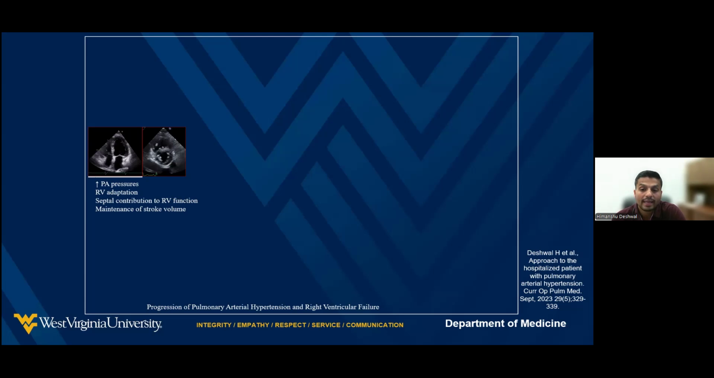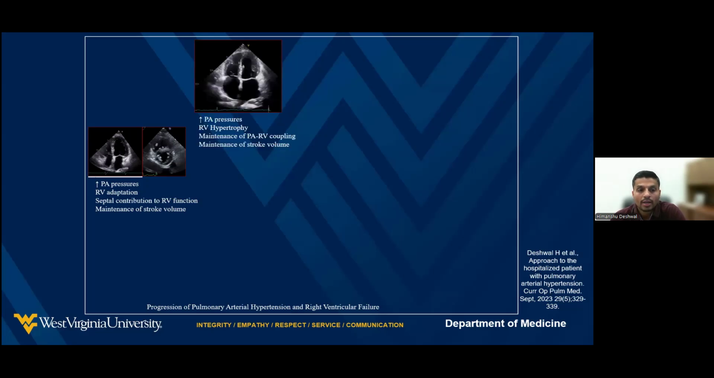So these patients may be asymptomatic in the beginning and they might not demonstrate features of heart failure. But when the pressure continues to go up, you will start having some right ventricular hypertrophy, some dilation of the right atrium, but you will still maintain the functionality of the right ventricle to PA coupling, as we call it, and the stroke volume will still be maintained, which means that they will still not have significant symptoms, but may start having some shortness of breath.